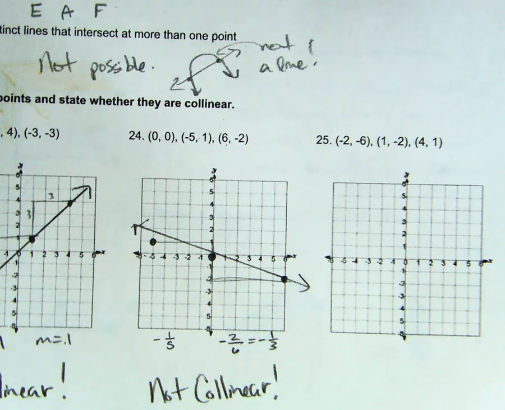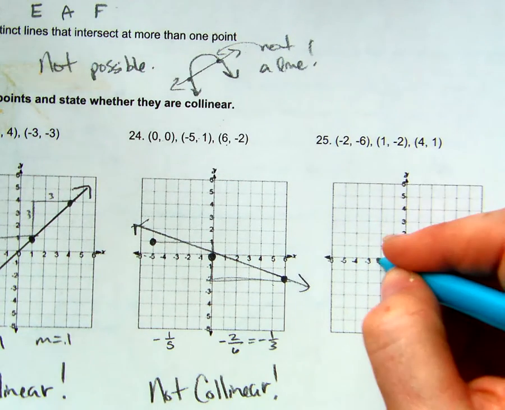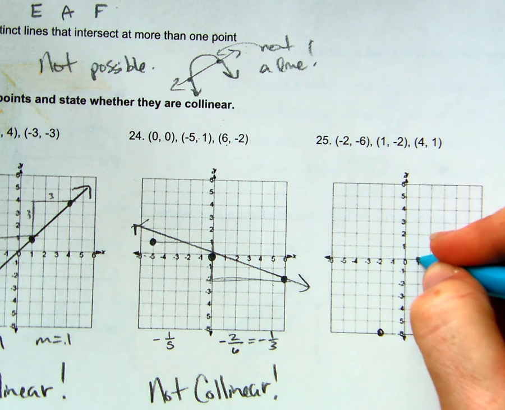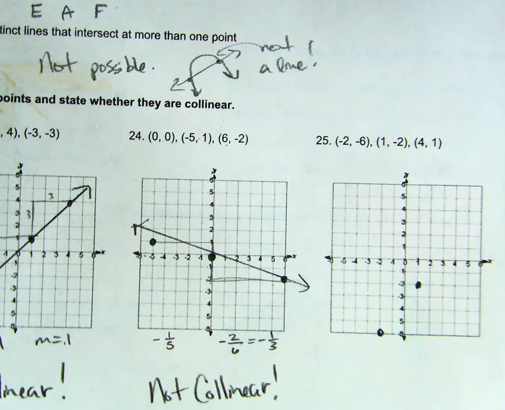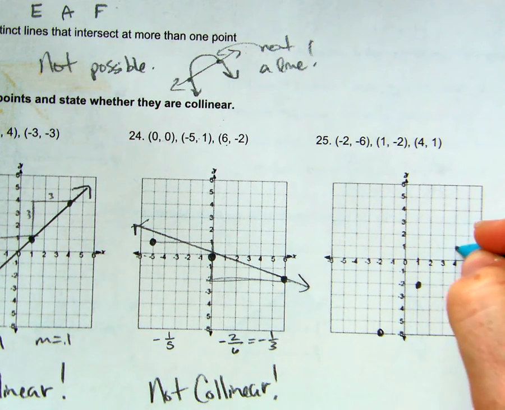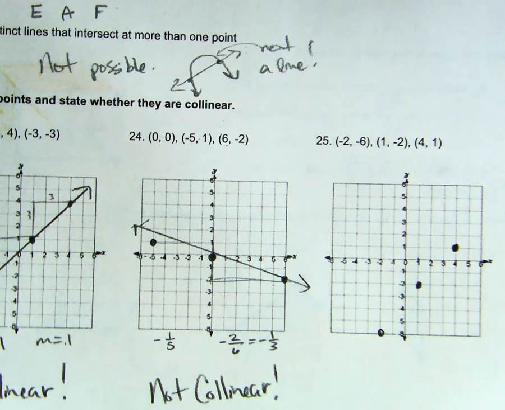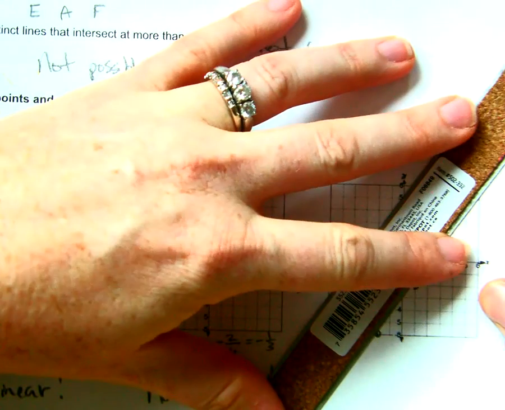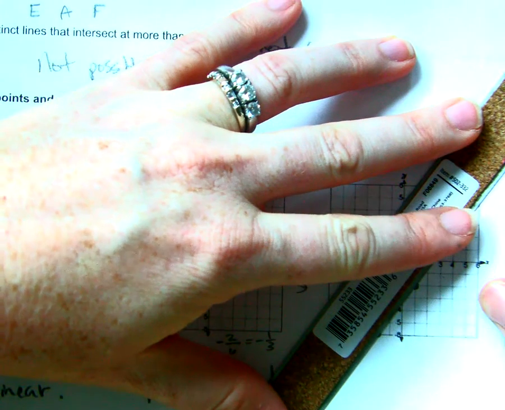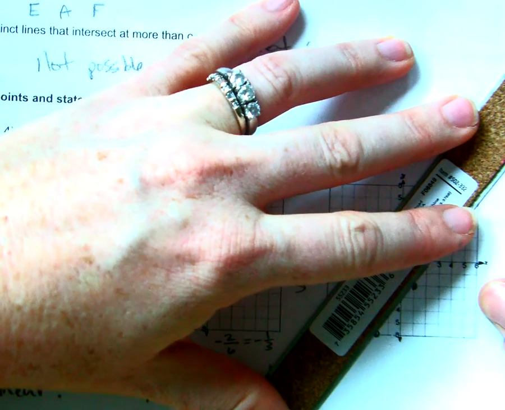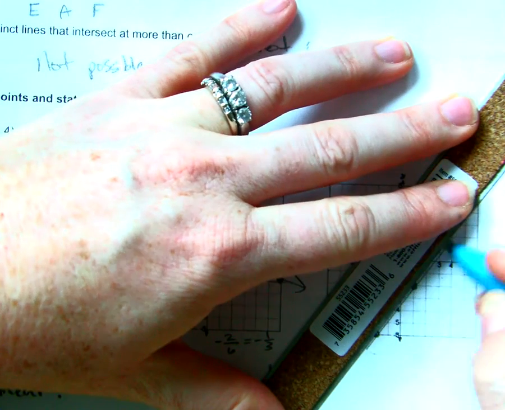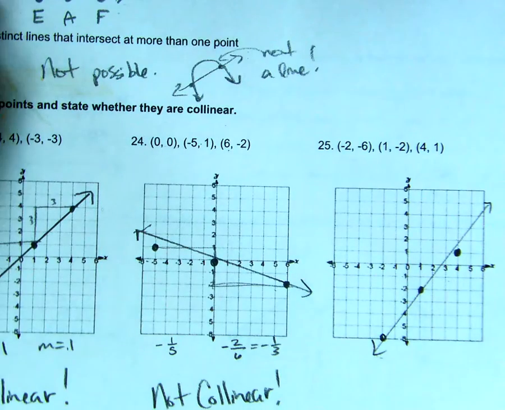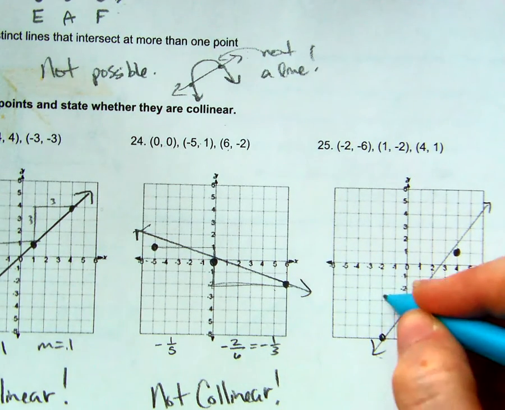All right, one more. -2, -6. There's my first point. 1, -2. There's my next point. 4, 1. There's my next point. Looks like it might be collinear if I draw a line between, let's say, these 2 right here. This is kind of a struggle here. So let's see. Oh, it looks like we're not going to hit that point, but we can check with slope to see if it actually does.